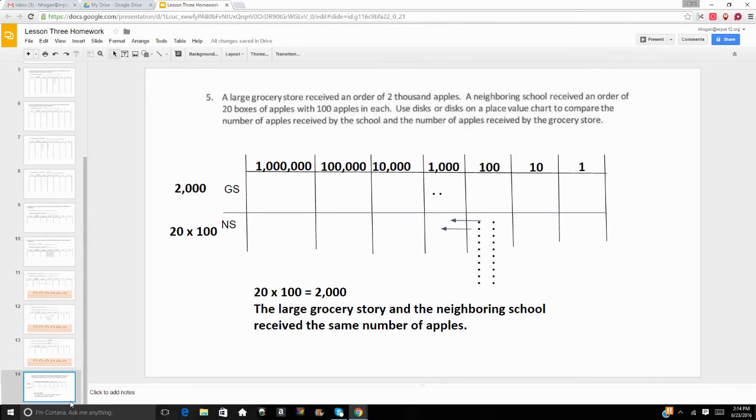And this is our final word problem. A large grocery store, so I did GS for grocery store, received 2,000 apples. Well, that's what that says. A neighboring school, NS, received 20 boxes of apples with 100 apples in each one. So 10, 20 in the hundreds. And we know that 10 is regrouped into the thousands, which will give us 2,000. 20 times 100 is 2,000. So the large grocery store and the neighboring school receive the same number of apples.